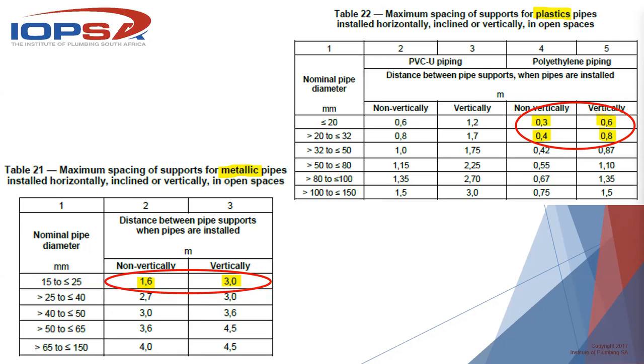And for a non-vertical installation, so anything that's not vertical, you can have brackets at 1.6 meter intervals, which is nice and far. So it's very, very reasonable, easy to install. And vertically 3 meters, which is also lovely. It's nice and far. So that's both 1/2 inch and 22 mil copper pipe. You can have a bracket every 1.6 meters if you're installing it in a ceiling.